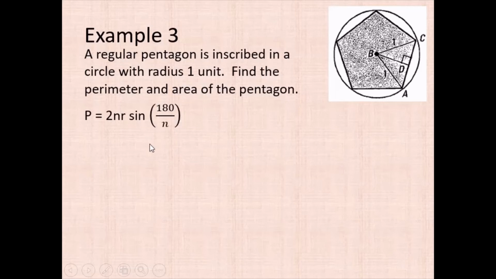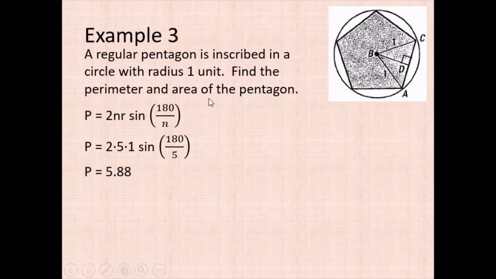Okay, so our perimeter formula is 2nr sine 180 over n. And our n would be 5, because it's a pentagon. R is 1, because that's given. We've got sine 180, n is 5 again, so over 5. Make sure you're in degree mode on your calculator if you're still using it from back in chapter 9 and no one borrowed it. You should still be in degree mode anyways. So when you plug this in, you should get 5.88.